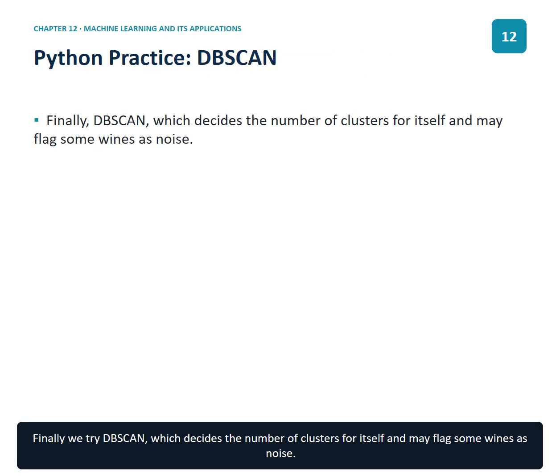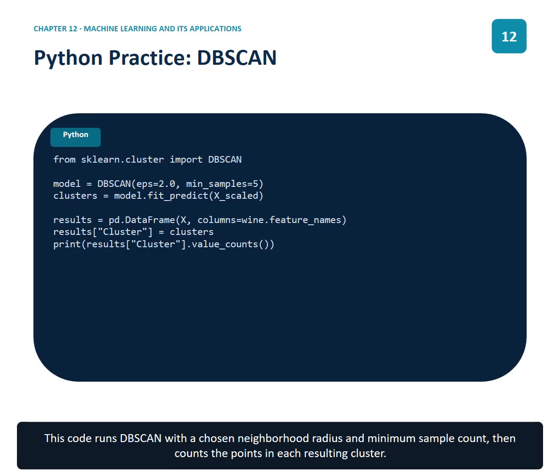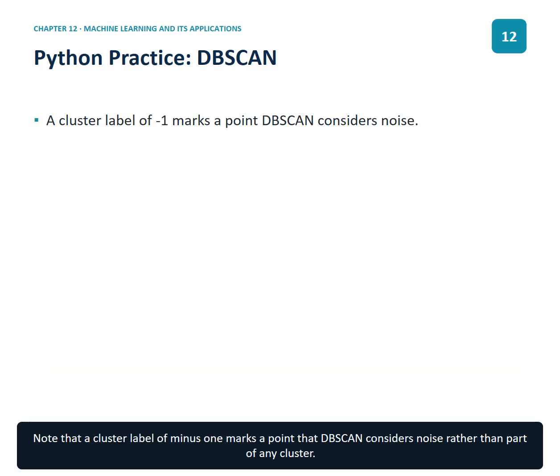Finally, we try DBSCAN, which decides the number of clusters for itself and may flag some wines as noise. This code runs DBSCAN with a chosen neighborhood radius and minimum sample count, then counts the points in each resulting cluster. Note that a cluster label of -1 marks a point that DBSCAN considers noise rather than part of any cluster.